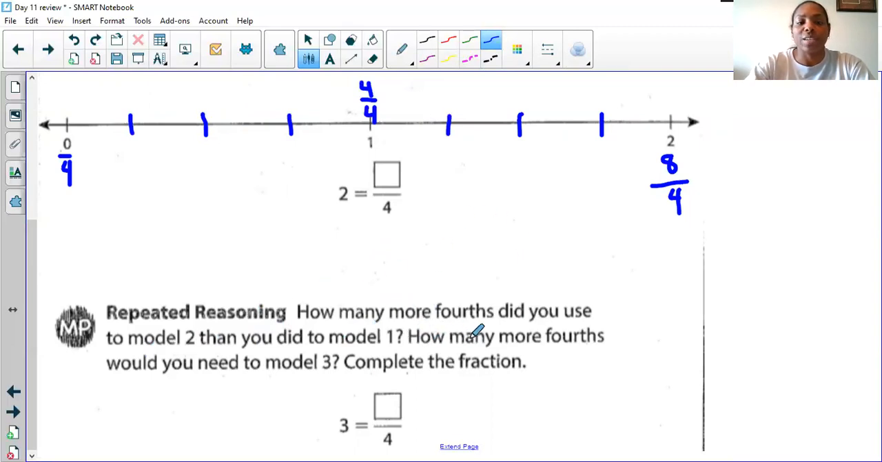So if we take a look right here, it says how many fourths would you need to model 3? So all you have to do really is extend this line. Now that's not a perfect line, but we extended it. So 2, and so that means this is going to be 3. So 9/4, 10/4, 11/4, 12/4. So that's how we complete that fraction right there.